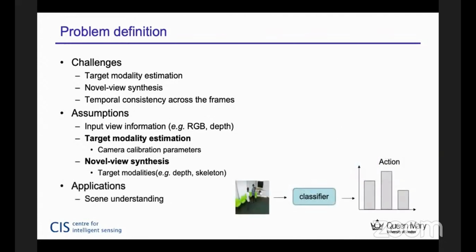One possible application of this problem is scene understanding, for example, in action recognition. Let's imagine that we have a dataset of actions collected from a certain viewpoint. Using the generator, we can synthesize the same action seen from a different viewpoint, and combine the generated dataset along with the original one to enhance the classifier for the target task, which is action recognition in this case.